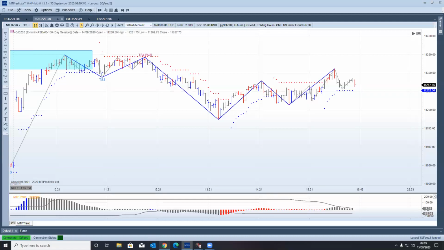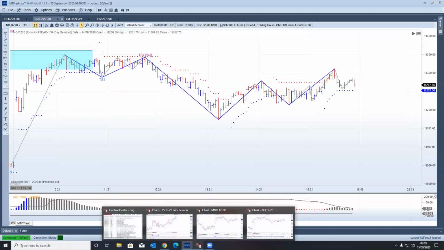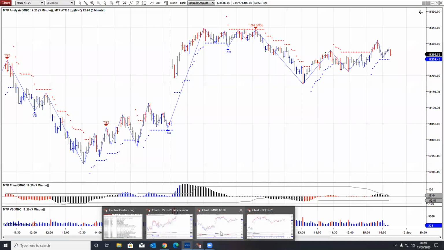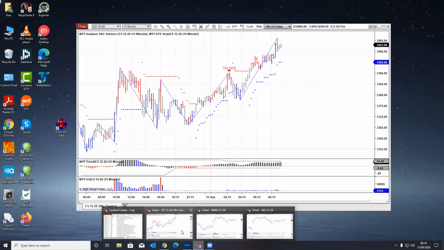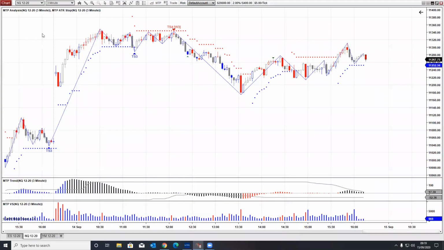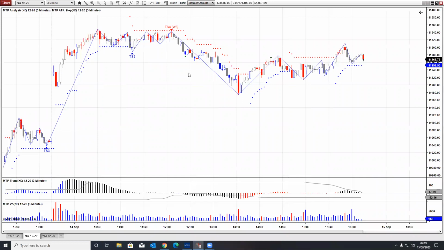By the way, for you guys who are using NinjaTrader, exactly the same setup in NinjaTrader. There it is. That's on the MNQ. There it was, a W3 trade setup there. And there it is on the normal NQ as well. So exactly the same trade setup if you're using NinjaTrader.